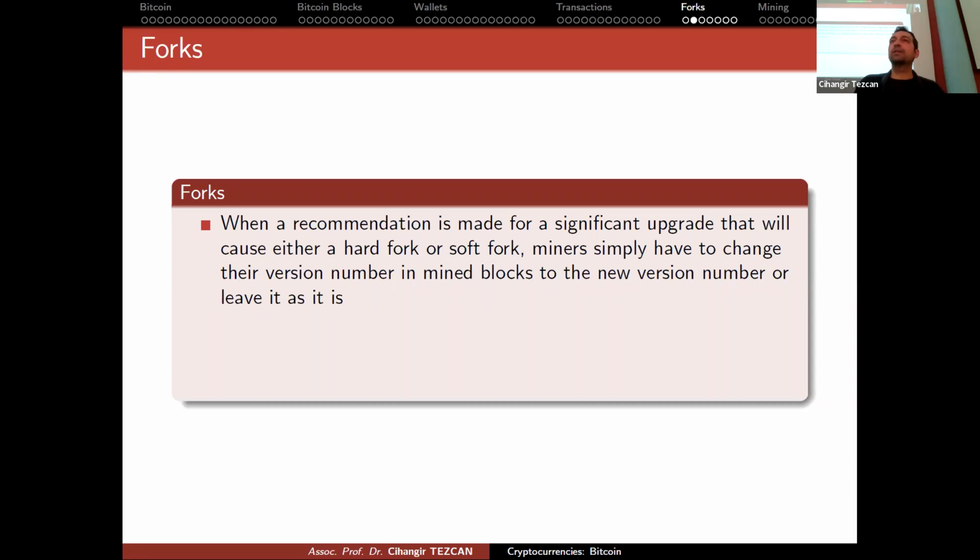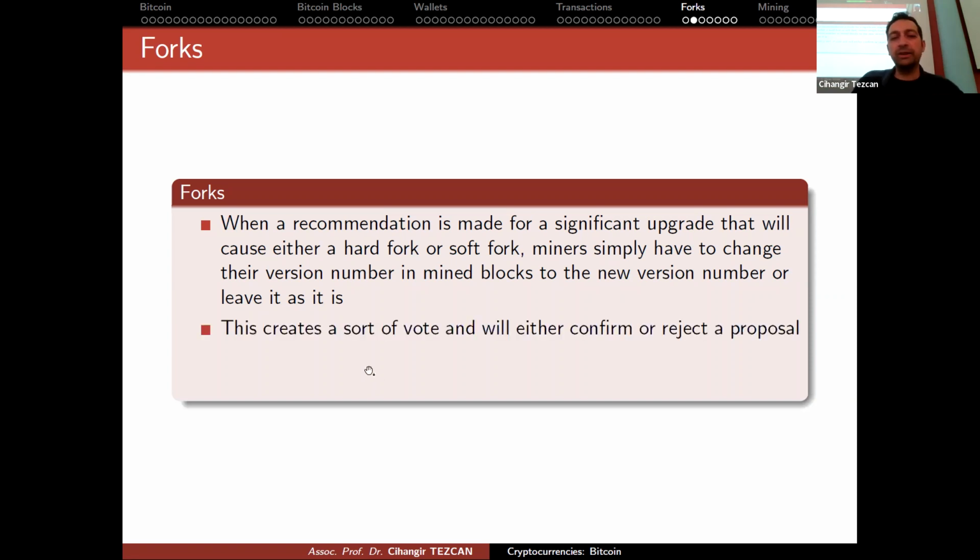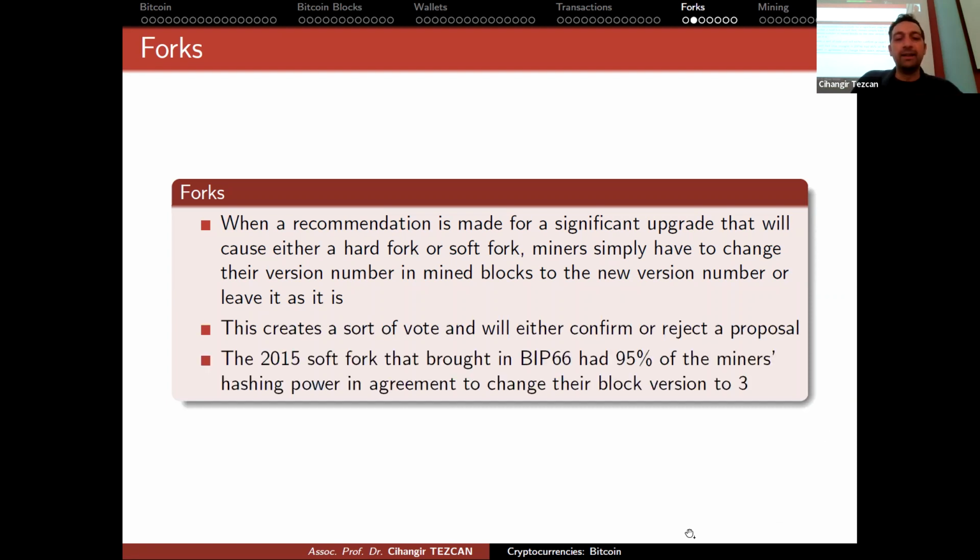Or if the number is really small, we will say that this upgrade will fail and people will not upgrade their software. So even as a developer, you design something, miners will decide if they're going to do that or not, okay? So this creates a sort of a vote and will either confirm or reject a proposal. The 2015 soft fork that brought in BIP 66 had 95% of the miners' hashing power in agreement to change their block version to 3. So this way we knew that the soft fork will work.